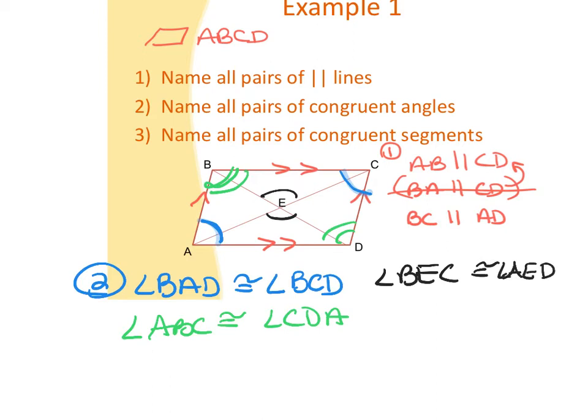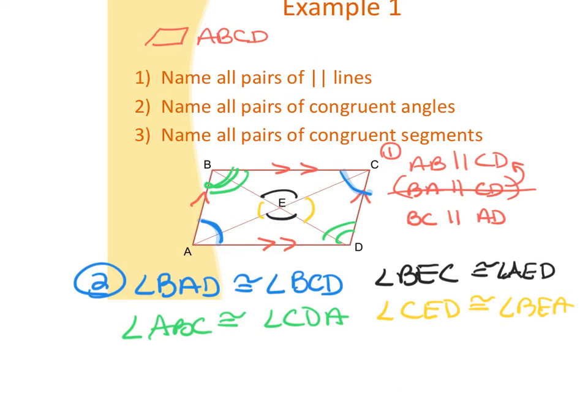Then I have the ones on the sides of that, the vertical angles here. So I can call this CED is congruent to BEA. Now, if you called that AEB or DEC, those are fine also. So we actually had 4 pairs of congruent angles.